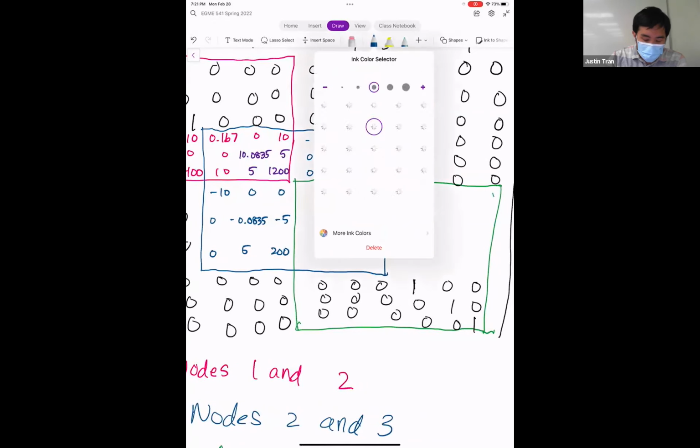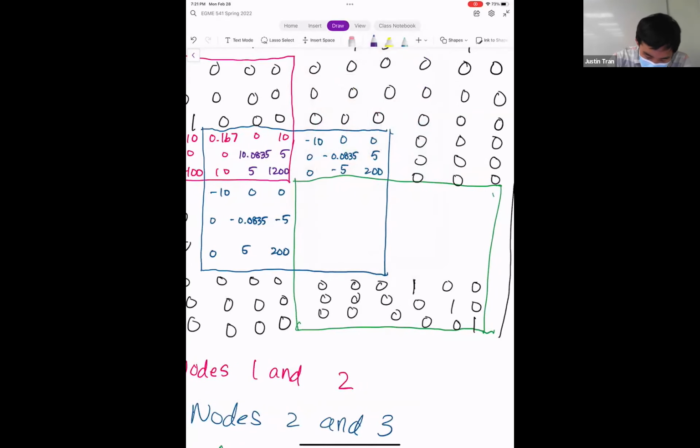Then we have the overlapping terms with element C. I'm going to do the overlaps in purple. And so we have a 10.167, 0, 10, 0, 10.0835, 5, 10, minus 5, 1200. And then finally, we have the entries for element C. For element C here, we have a minus 0.167. We have a 0 and a 10. 0, minus 10, 0. Minus 10, 0, 400.